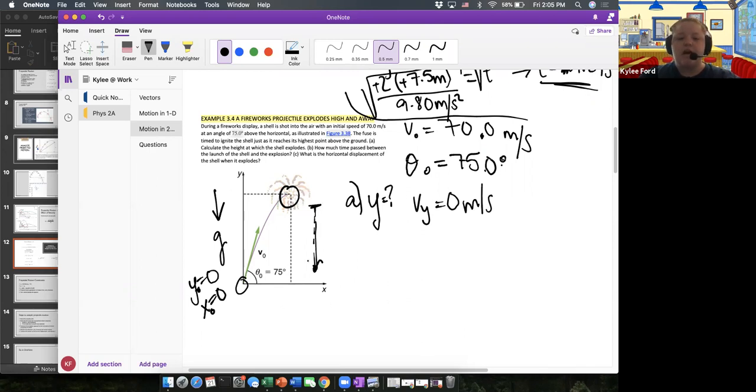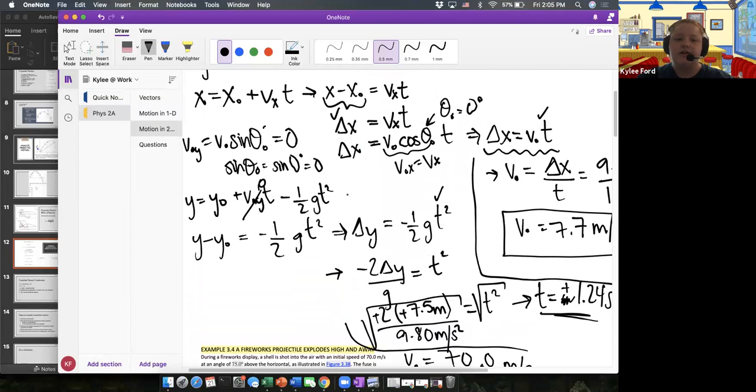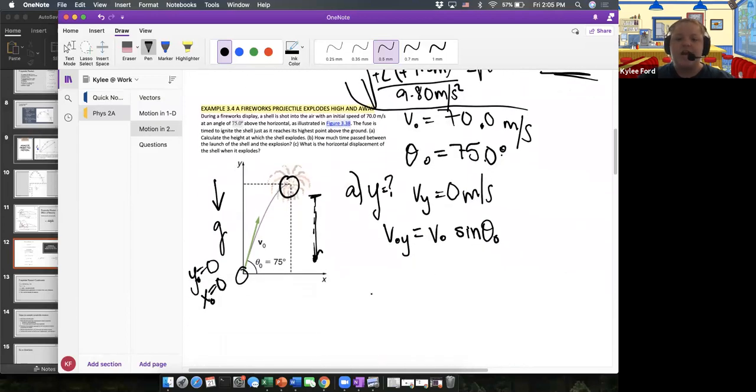Now, what about our initial velocity in the y direction, v naught y? Just like we did in the previous problem, that is going to be v naught times the sine of theta naught. So now we have our y directions down. What about our x directions? I know that at some point we're going to need those too.